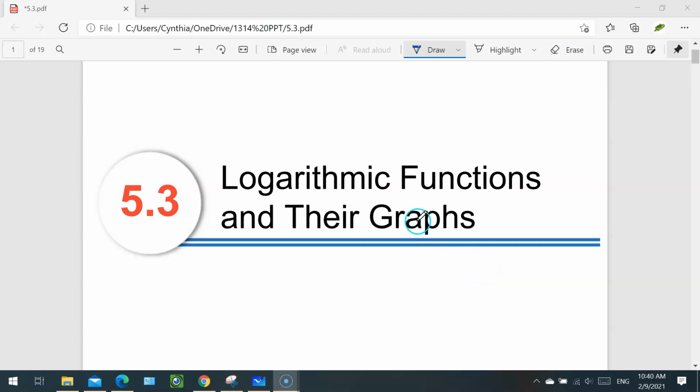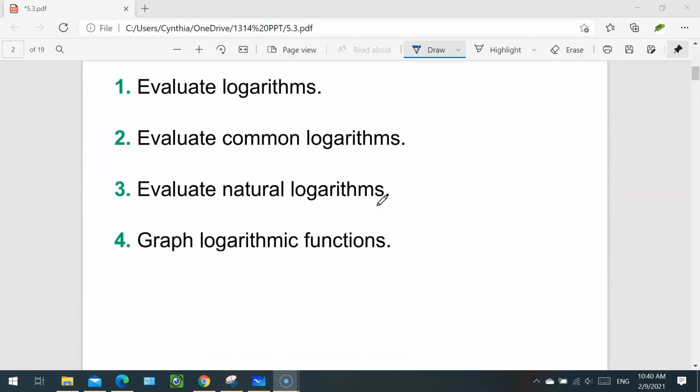5.3 Logarithmic functions and their graphs. In this section, we are going to learn how to evaluate logarithms, how to evaluate the common logarithms, natural logarithms, and graph logarithmic functions.